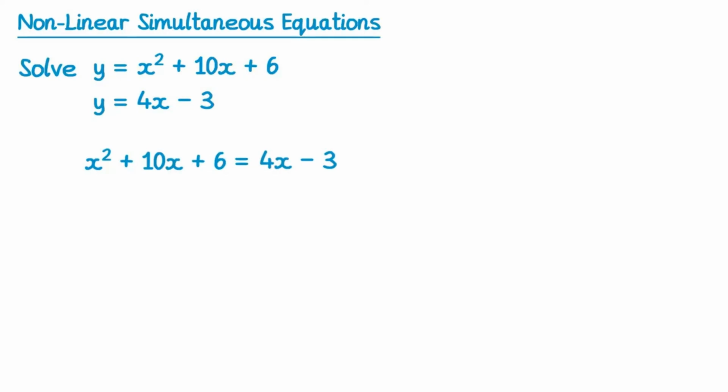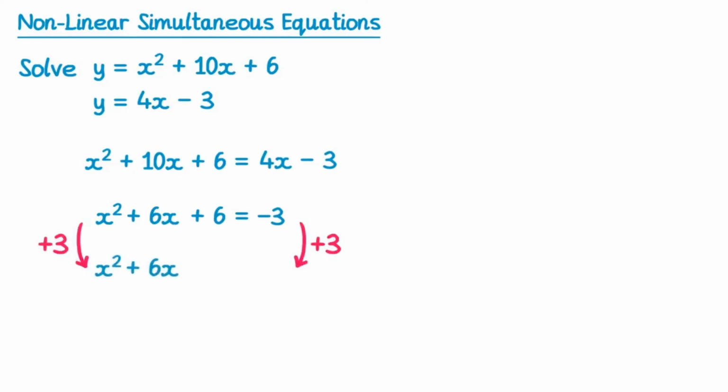So this is a quadratic equation. We need to get all of the terms on the left hand side and set the right hand side equal to 0. So let's subtract 4x from both sides first. On the left hand side we'd have x squared, then if we take away 4x from 10x we get 6x, and then plus 6, and then if we take away 4x from the right hand side we'll just be left with negative 3. Then we can add 3 to both sides. On the left hand side we'll have x squared plus 6x, and then we've got 6 plus 3 which is 9, and on the right hand side negative 3 plus 3 is 0.